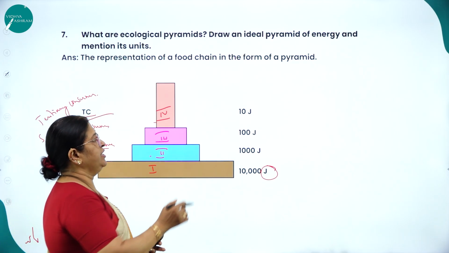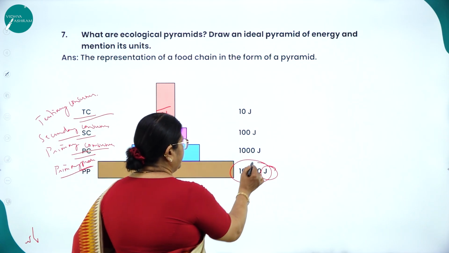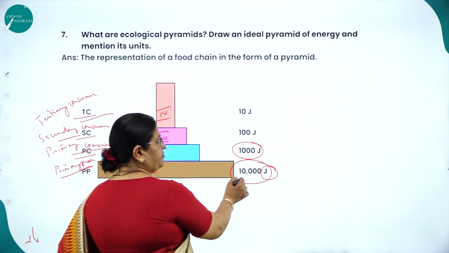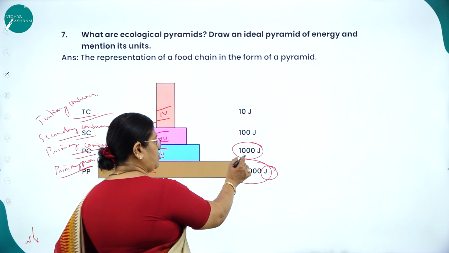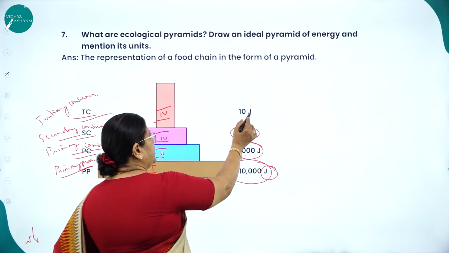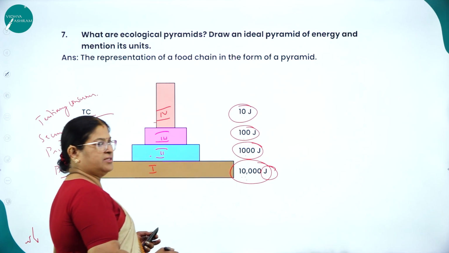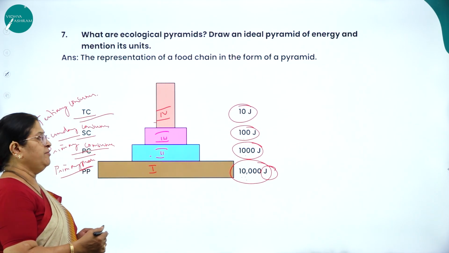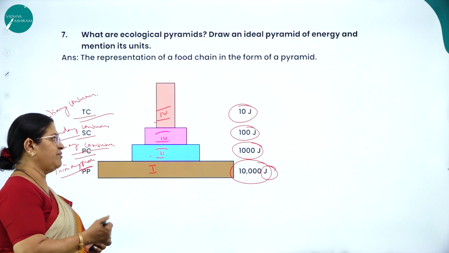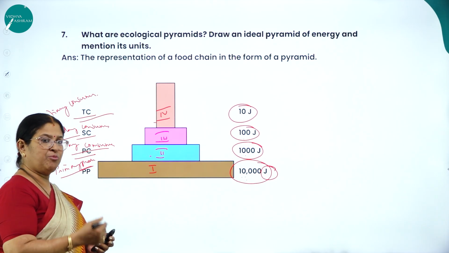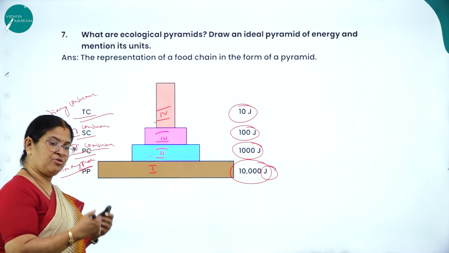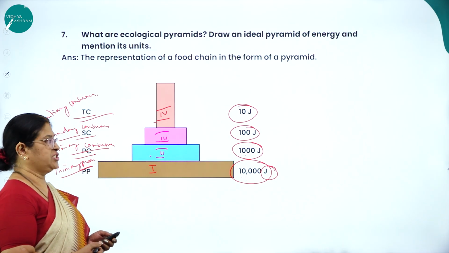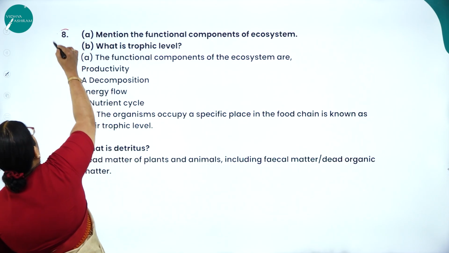So here you can see how the number is reduced. 10,000 to 1,000, first trophic level 10,000 joules. When it goes to the second, 1,000, then third 100, and fourth 10 J. As we know, when the energy is transferred from one level to another level, some amount of energy is lost in the form of heat, and some energy is utilized by the trophic level for its own functions.